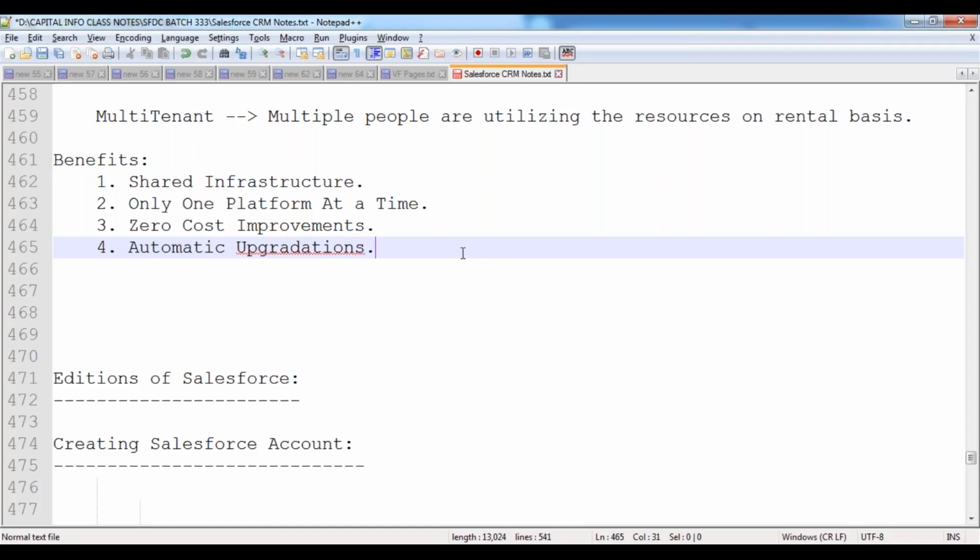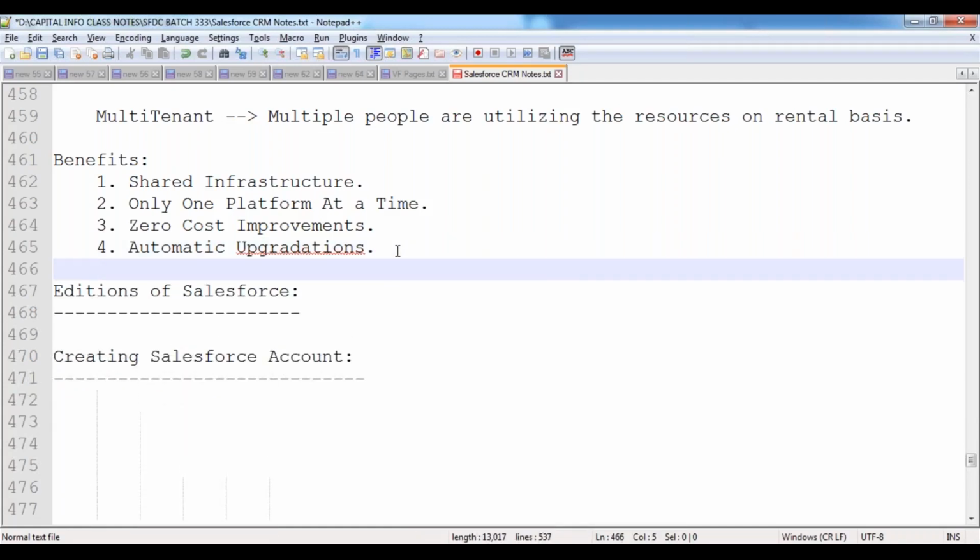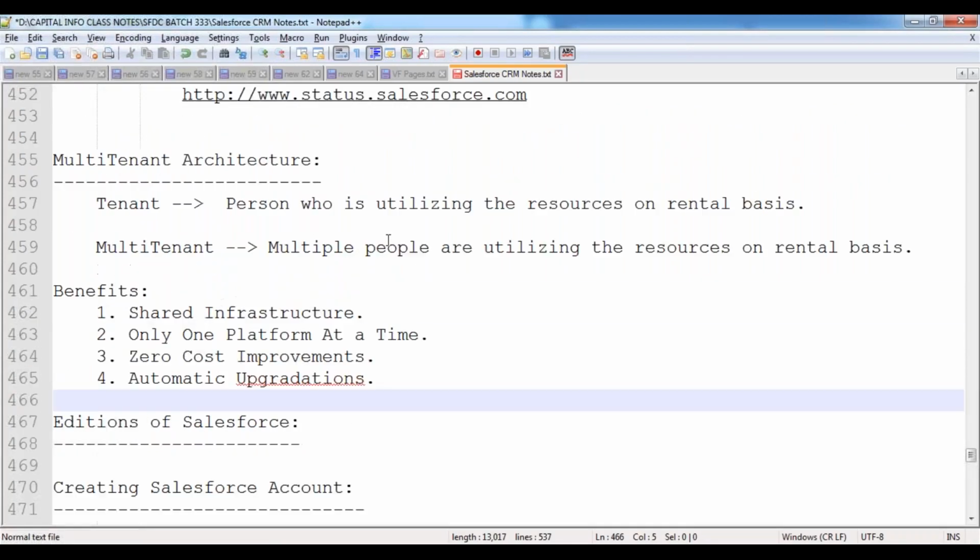These are the 4 major benefits available as part of your multi-tenant architecture. Because of this multi-tenant architecture, one single server resource can be shared across multiple customers. And whenever they give new releases, those new release features will be applicable to all the accounts automatically by default. And two, those new release features will be applicable to each and every organization free of cost.